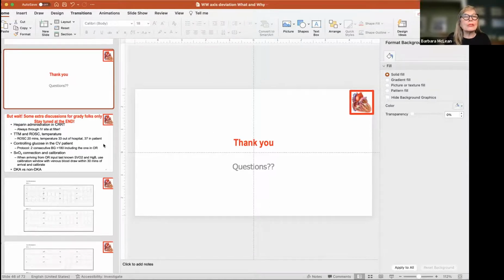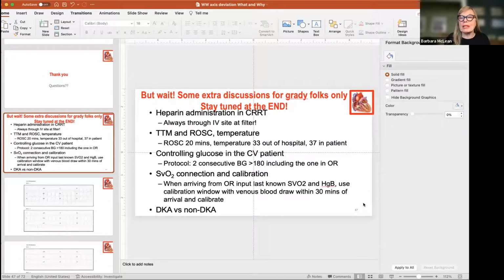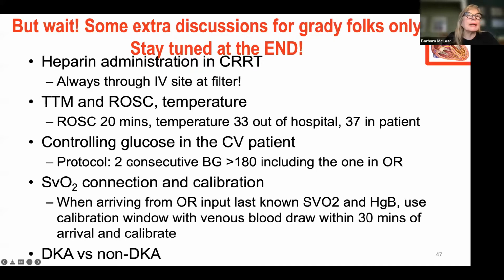So I want to just talk about a couple of extra benefits for people in the ICU, a couple of topics that have been coming up lately and that I've had some very nice discussions with some of our physicians. So I want to do it quickly. Okay, first and foremost, always, always, always, if you have a patient on CRRT, they should receive heparin if they can, and that heparin should always be given through the IV port attached to the filter.